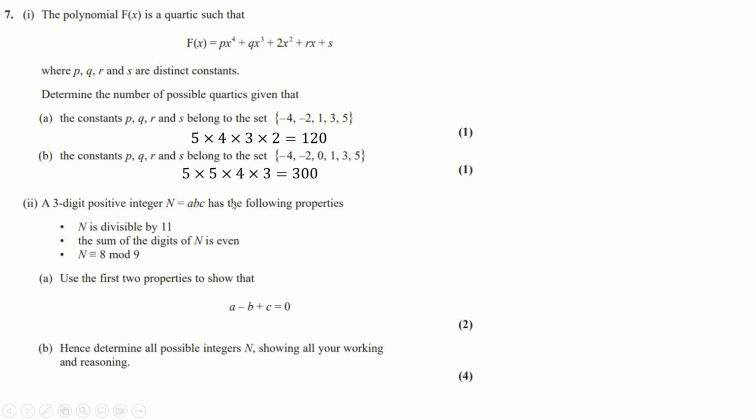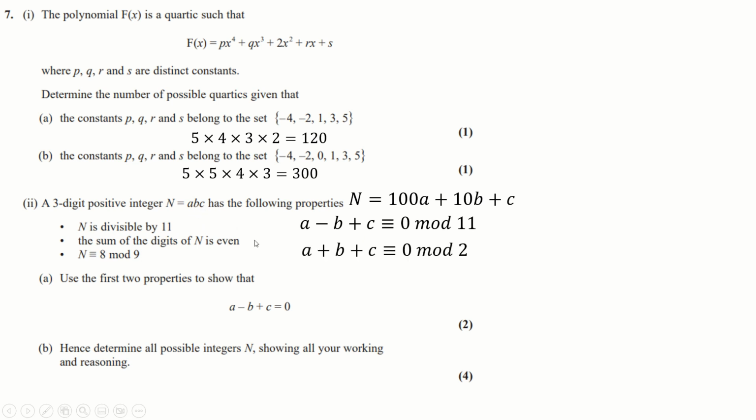A 3-digit number is this, so that's 100A plus 10B plus C, is how numbers work. N is divisible by 11 means the alternating sum of digits is divisible by 11, so I can say that's equal to 0 mod 11, maybe, is what I'll say. The sum of the digits of n is even, means that A plus B plus C is equal to 0 mod 2, and then n equal to 8 mod 9, well, the whole number I've already said is this.